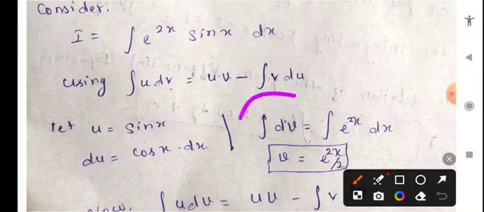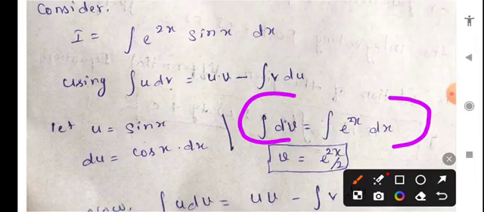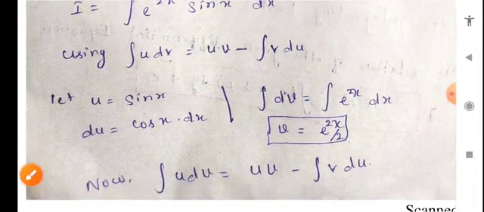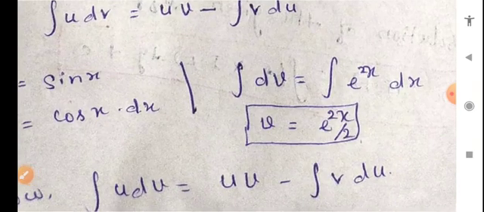What is remaining? Integral over dv is equal to integral over what remains, which is e power 2x into dx. Now we can integrate this value. We get v equal to e power 2x divided by 2.